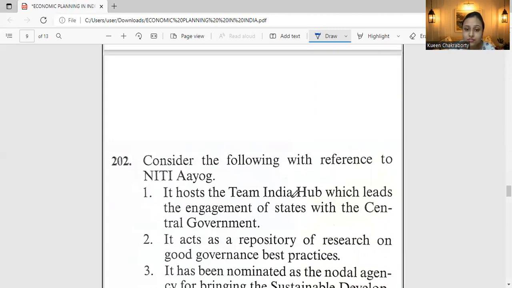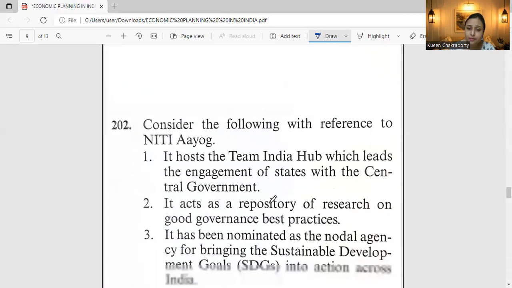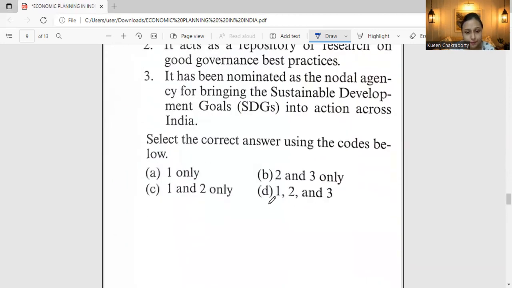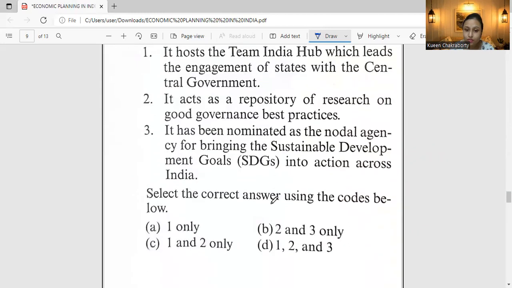So consider the following with reference to NITI Aayog. It hosts the Team India Hub, which leads the engagement of states with the central government. It acts as a repository of research on good governance best practices. It has been nominated as the nodal agency for bringing the Sustainable Development Goals, that is the SDGs, into action across India. Now we have to choose the correct options. 1, 2, and 3. 1 and 2 only. 1, 2, and 3 only. Okay.